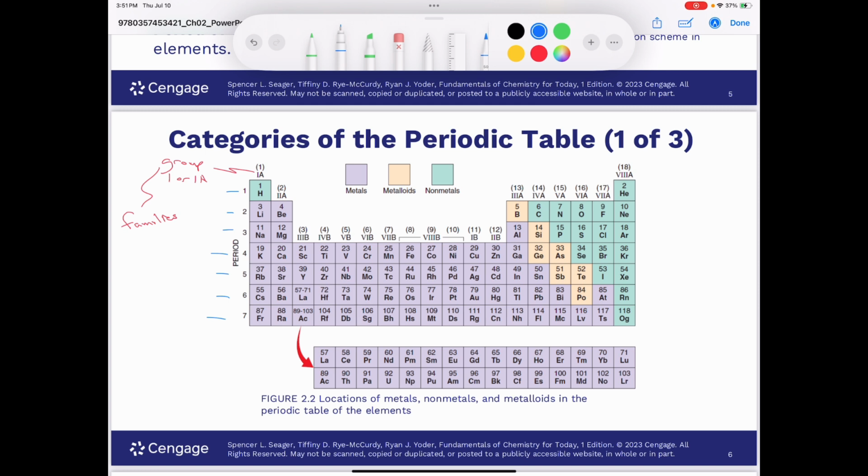Now for the groups, you can see that we have the Roman numerals with the letters. So we have the A groups here, and then we have the B groups down here. I don't like to use the A and the B group system a whole lot. What I prefer to use is just 1, 2, 3, 4, 5, 6, all the way up to 18 for our group numbers. And this is accepted by IUPAC, which is the International Union of Pure and Applied Chemistry.